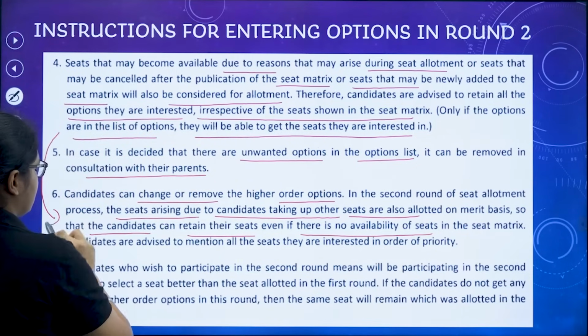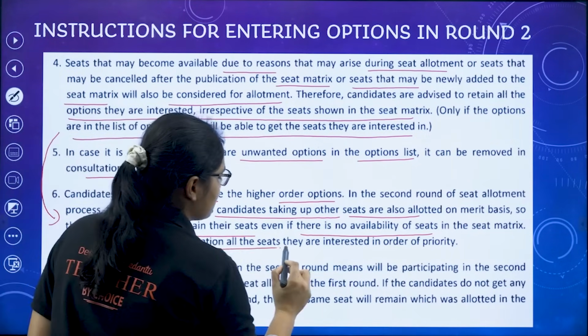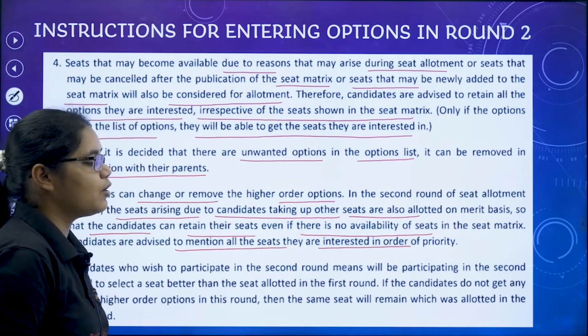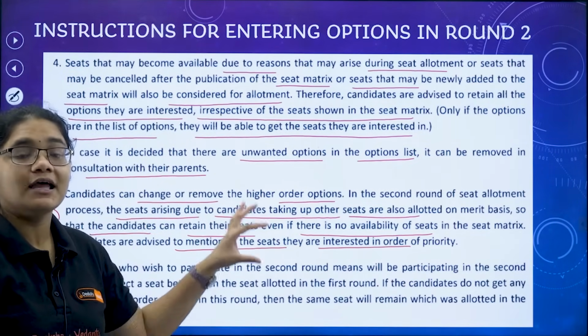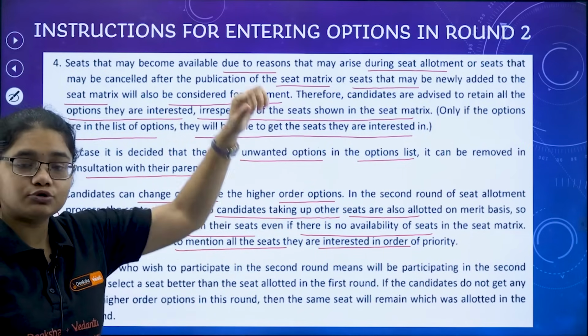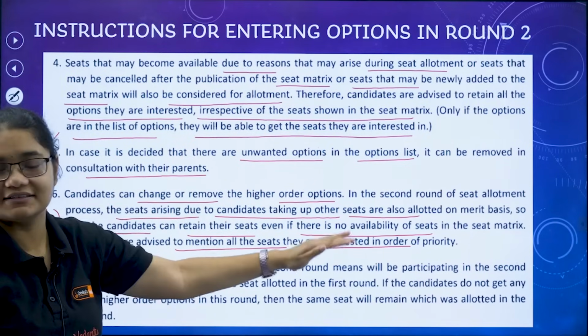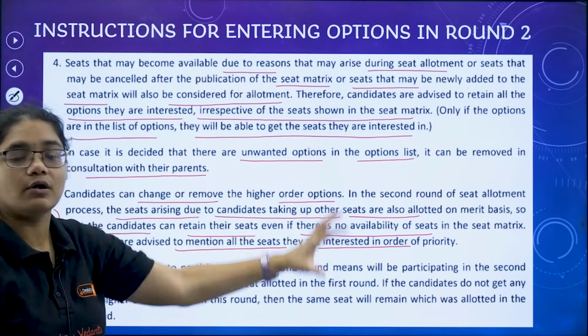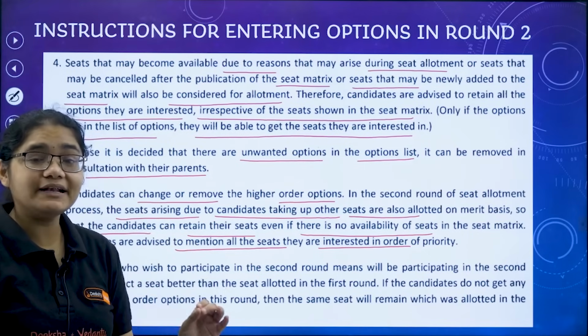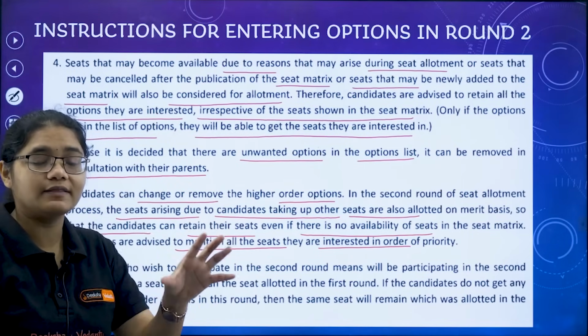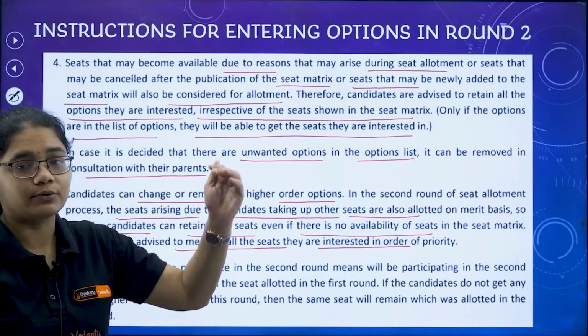The same thing is told here again. Candidates are advised to mention all the seats that they are interested in, in the order of their priority. So whichever seats you are interested in, the most desired seat should be at the top, the less desired seat should be at the bottom, but all the seats should be there. Do not delete any option. If you are completely sure that you don't want that particular college or seat, then only you can delete it.